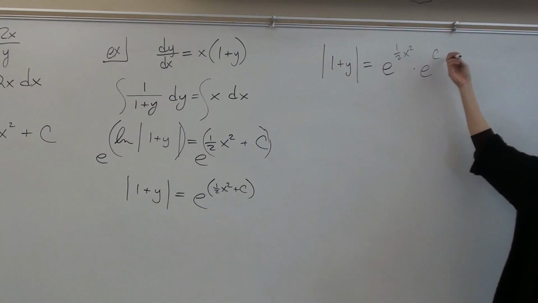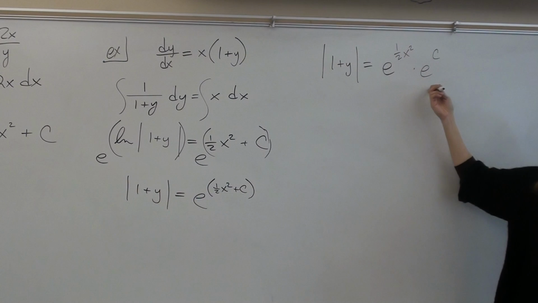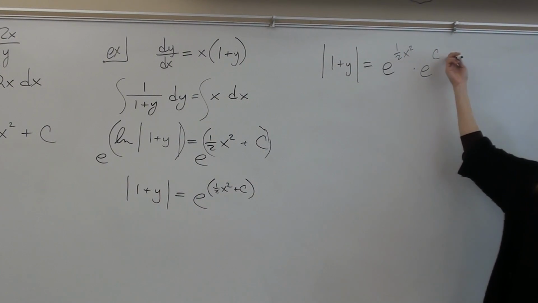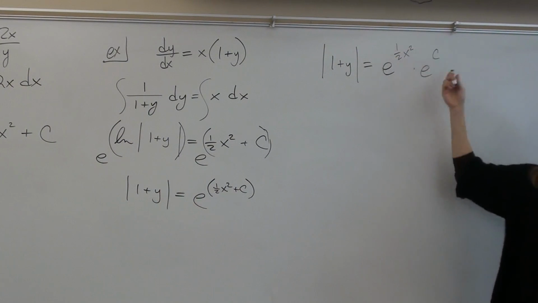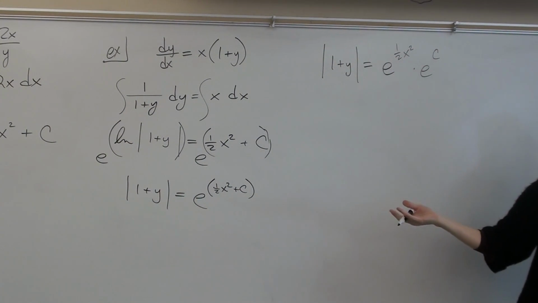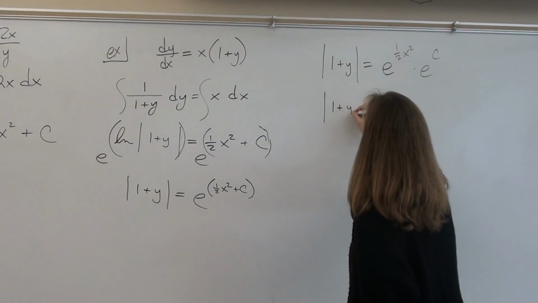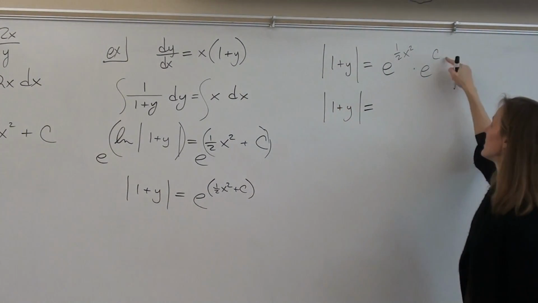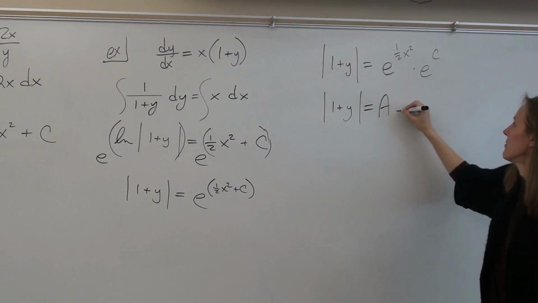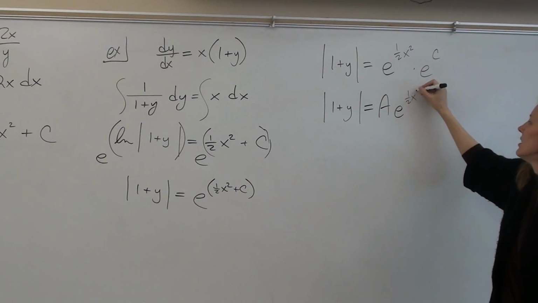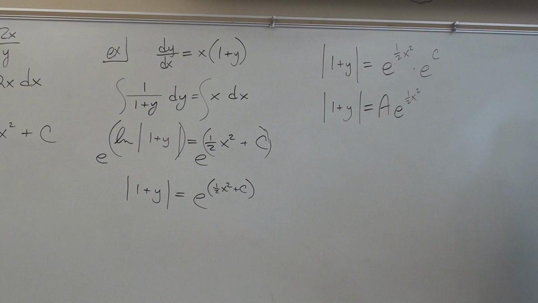Hey, e to the c, e is a constant, c is a constant. We have a constant to a constant. This is really just one big constant, right? So, I'm going to rewrite it. Now, I can't use c because c is already represented, so I'm going to use a. The only letter you can't use is k. Why? Because k is going to have its own significance tomorrow.